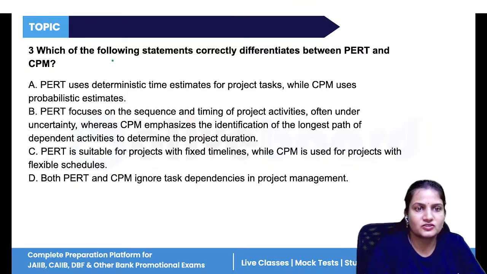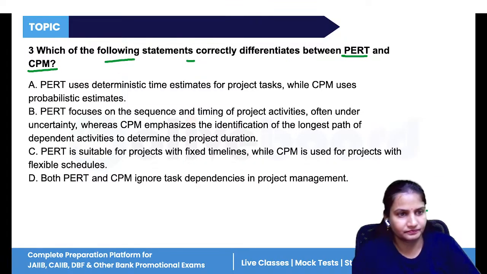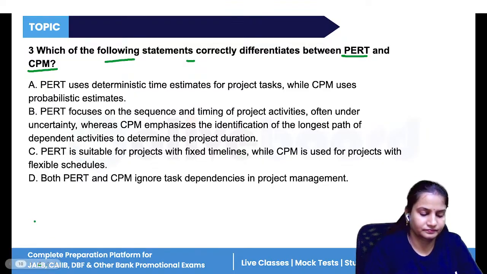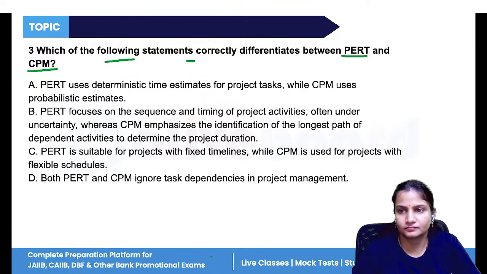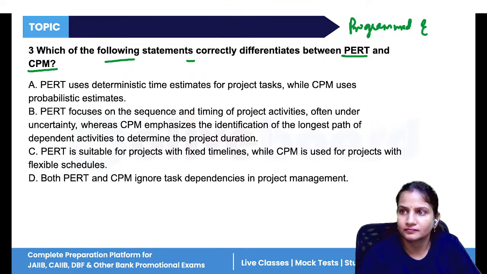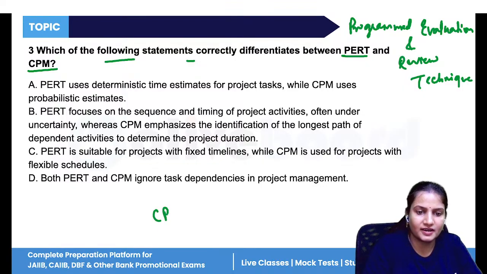Now, which of the following statements correctly differentiates PERT and CPM? The full form of PERT is Program Evaluation and Review Technique. And CPM stands for Critical Path Method.